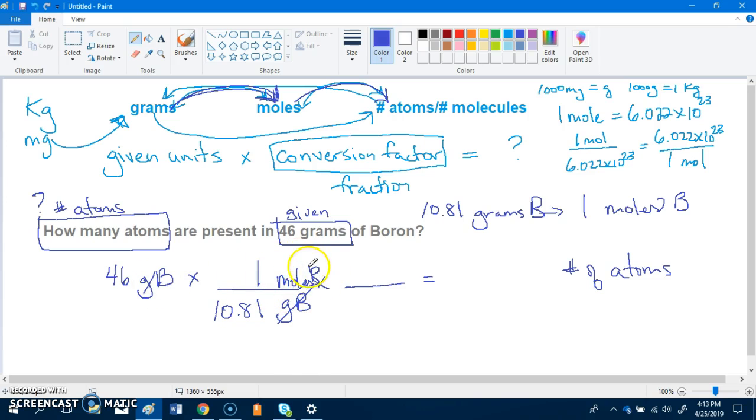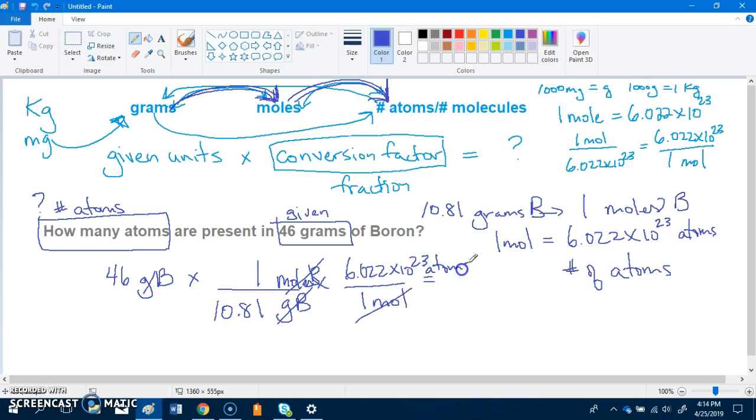Once we do this, we have the moles, and now we have to go from moles to number of atoms. And we know that 1 mole is equal to 6.022 times 10 to the 23 atoms. So we're going to put the mole on the bottom because we want to get rid of it, and we're going to put atoms on top because that's what we're trying to find in the end. And that's our equation. So a little bit more complex because it's 2 conversion factors, as shown here, that we had to go from mass to moles and moles to atoms.